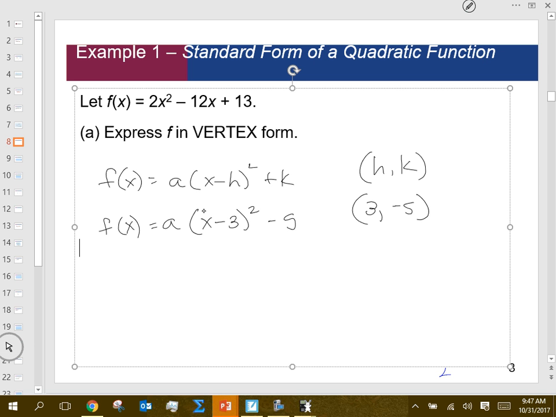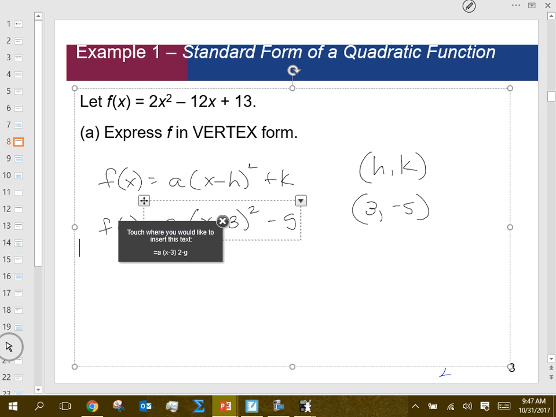Okay? But here's the thing. If I were to FOIL this thing out, I don't get back to f of x equals 2x squared minus 12x plus 13. Okay? Because I'm missing that coefficient of 2 right now, right, that we needed. Now, you can't just say, because this was a 2 up here, then I'm going to make this a 2. I mean, logically, maybe you can think that would work.